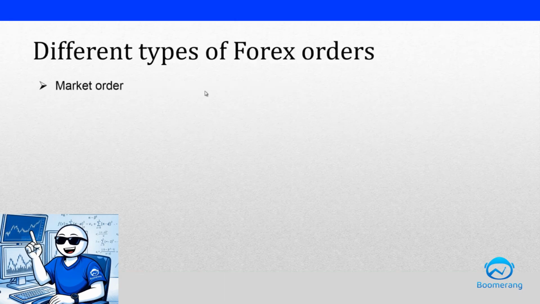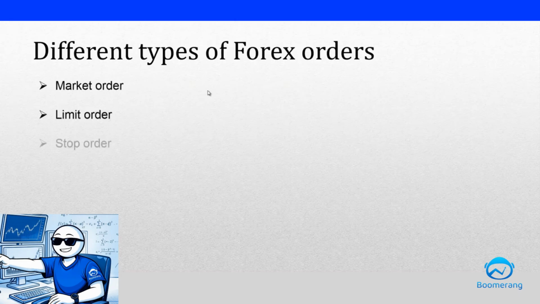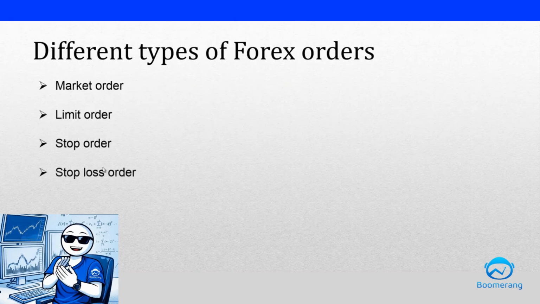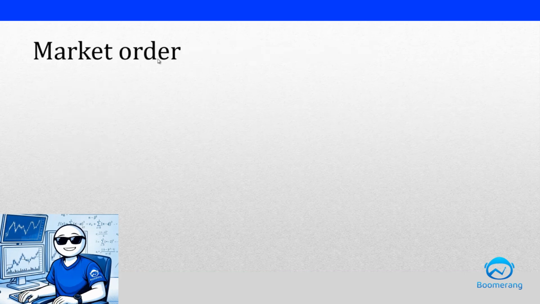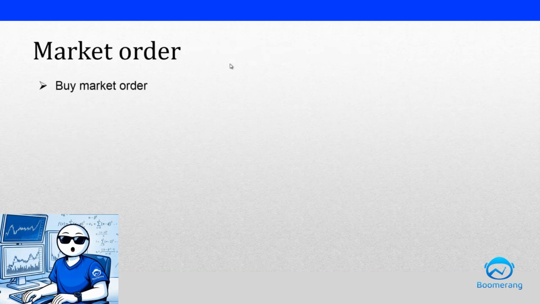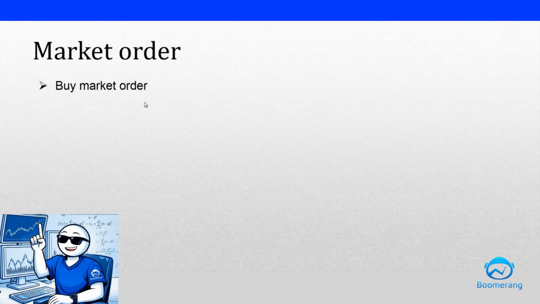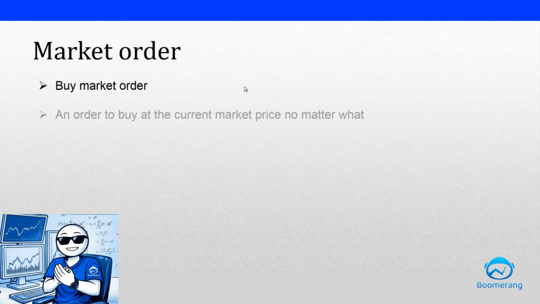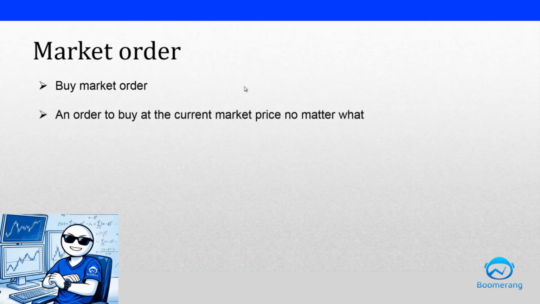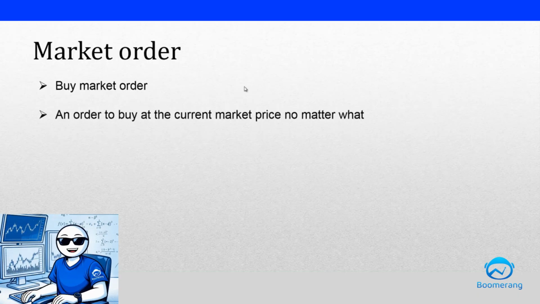First one, market order. Second one is a limit order. Third one is a stop order. And finally, a stop loss order. So let me explain each one of them step by step. First one is a market order. Let's say it's a buy market order, because it could also be a sell market order. The concept is the same, but in this case, let's go with a buy market order.